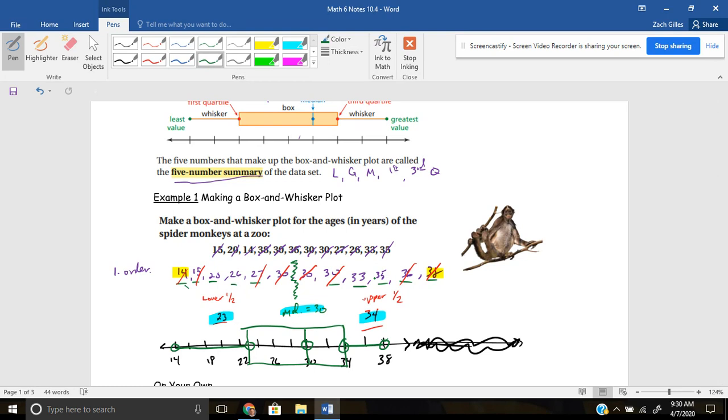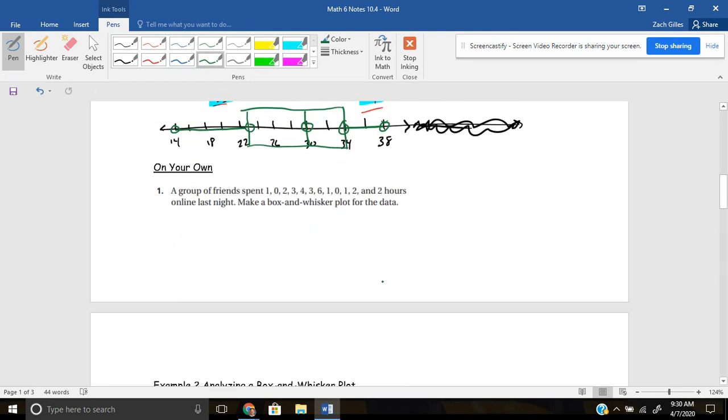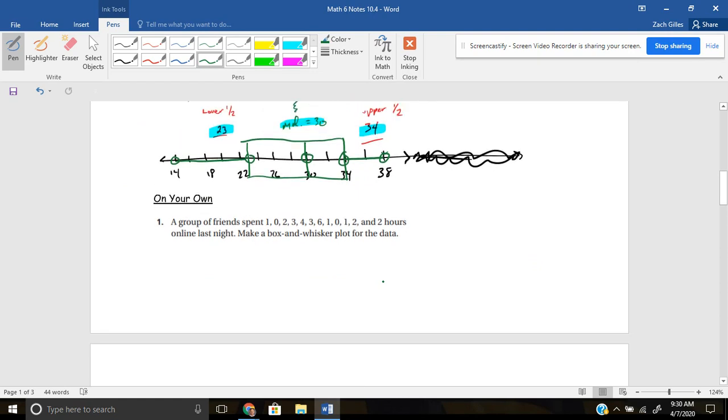All right, why don't you go ahead and pause the video now to try making a box and whisker plot for the On Your Own. Please pause. Okay, hopefully you ordered your data least to greatest. You found your median, your least and greatest, and your different quartiles. I will just graph here and start by making our number line. If you have questions on how to find the median or the quartiles, please let me know, and I can help you do that as well.